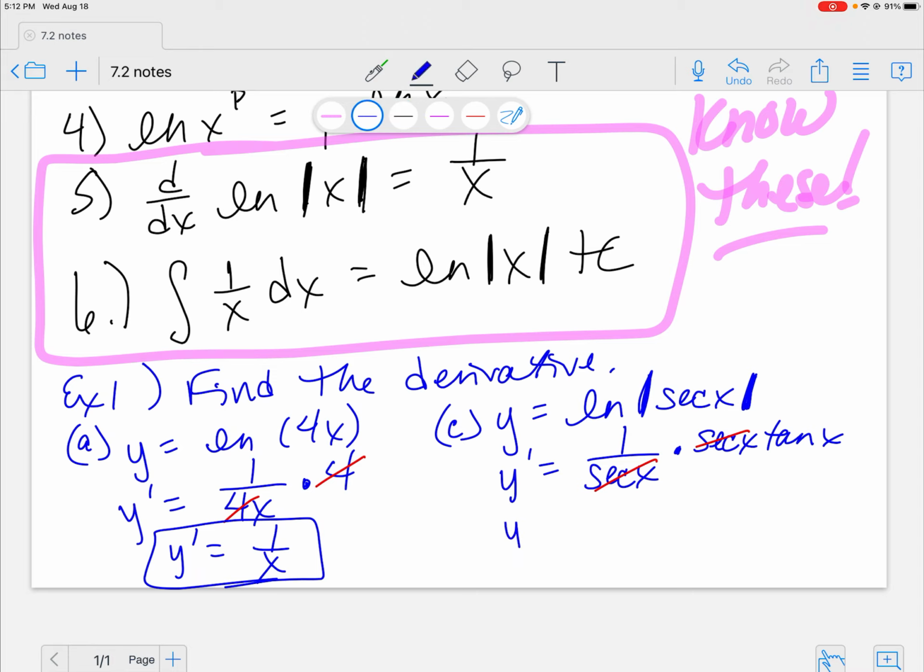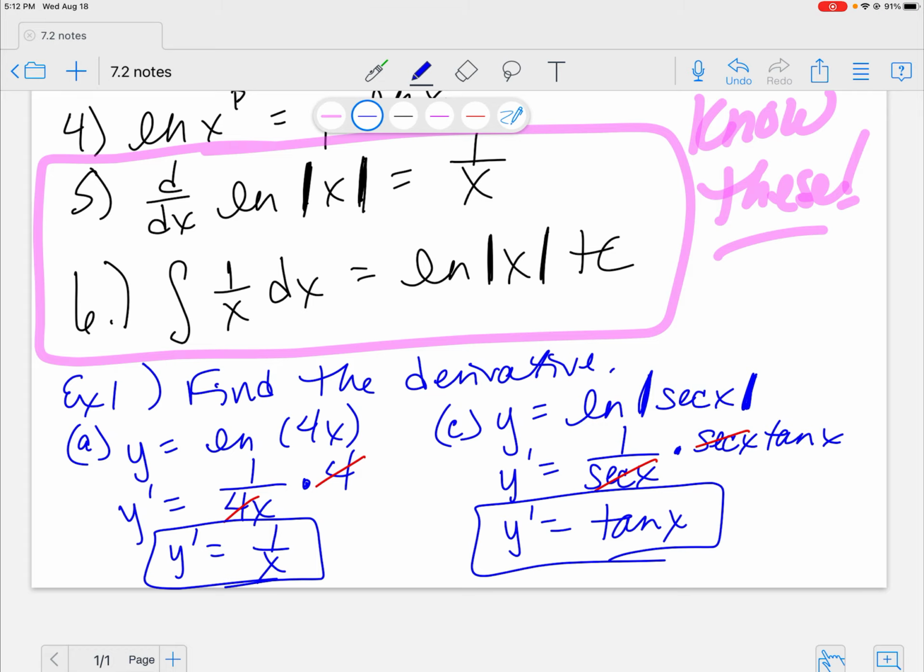Y prime is now just tangent x. You can't always cancel something out. If you can't, then don't, obviously. But if you can cancel and simplify that rational expression, then you should. Okay.